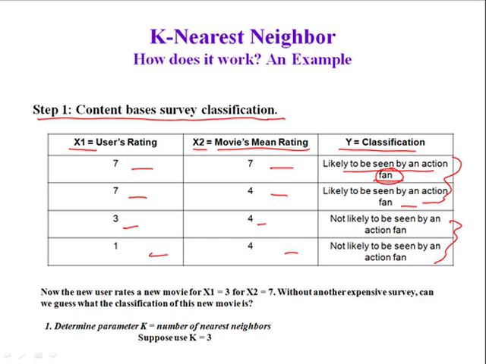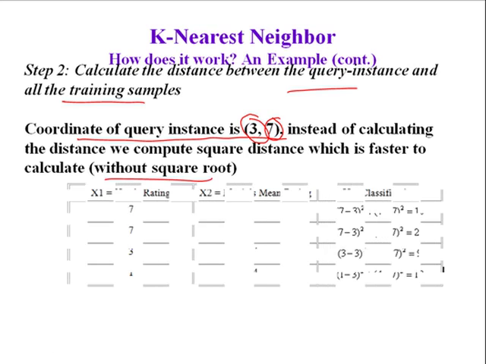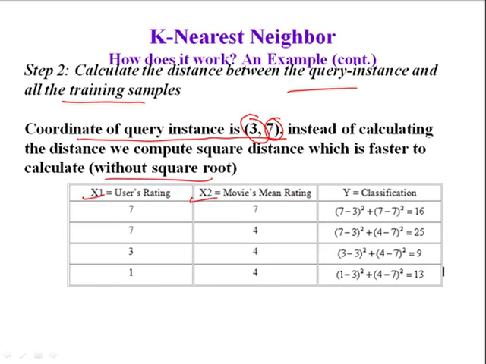Now the new user rates a movie where x1 is equal to 3 and x2 is equal to 7. Without another expensive survey, can we guess the classification of this new movie? Determine parameter k, the number of nearest neighbors. Suppose we use k equal to 3. Then how to calculate the distance between the query instance and all the training samples. The coordinate of the query instance is 3 and 7. Instead of calculating the distance, we compute the square distance, which is faster to calculate without the square root. So this is the user rating, this is the movie mean rating, and this is the classification score here.